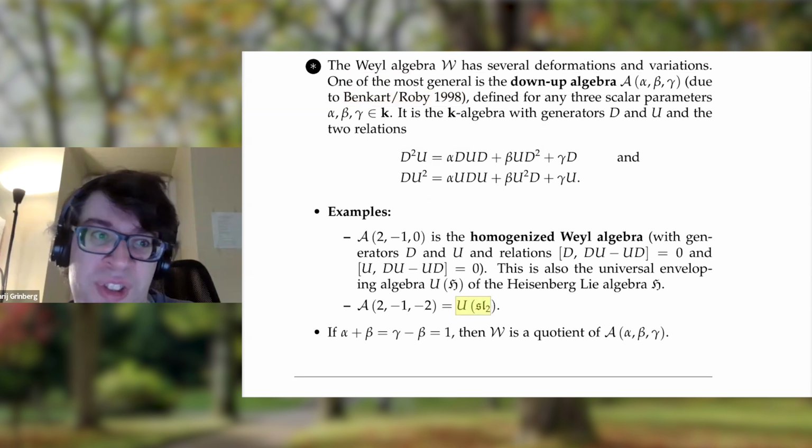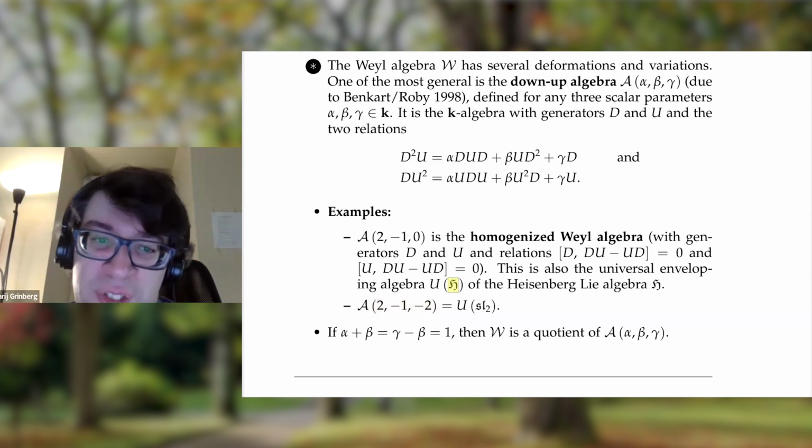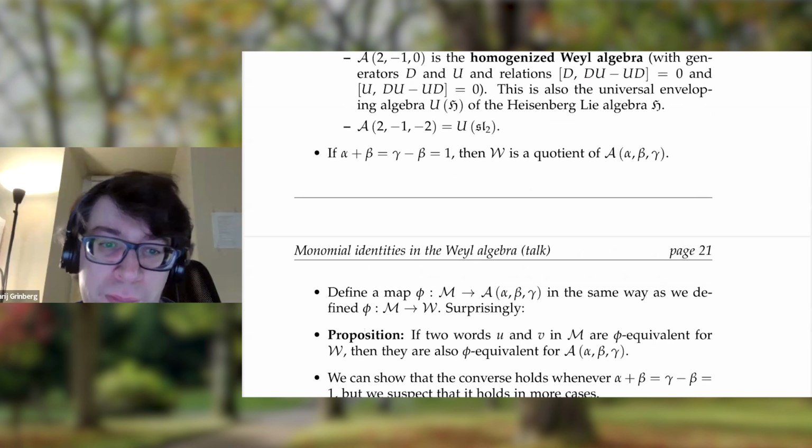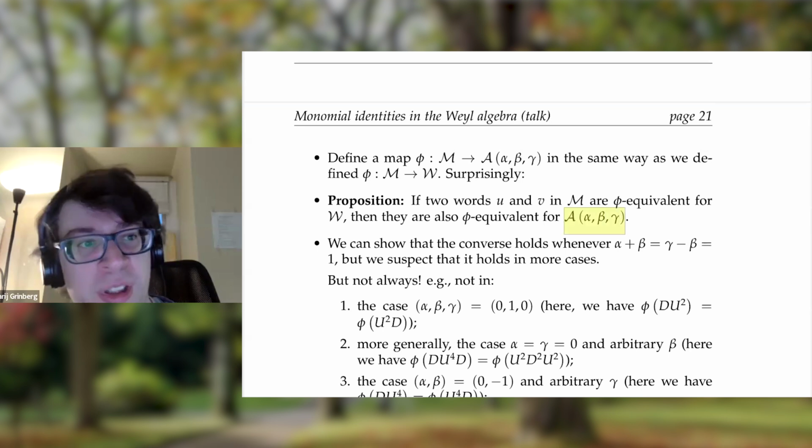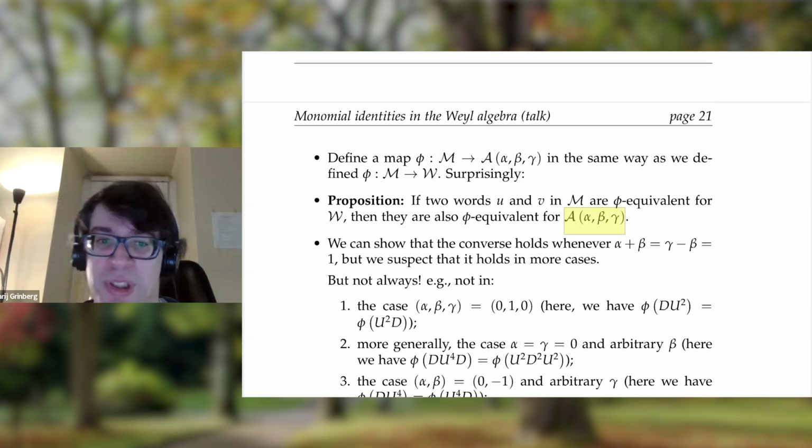U of SL2 as one of them by setting the parameters to be this. You can get U of the Heisenberg-Weyl algebra, which is a homogeneous version of the Weyl algebra. And the Weyl algebra itself you can get as a quotient. And you can ask yourself when two monomials become equivalent in the Weyl algebra, in the down-up algebra.